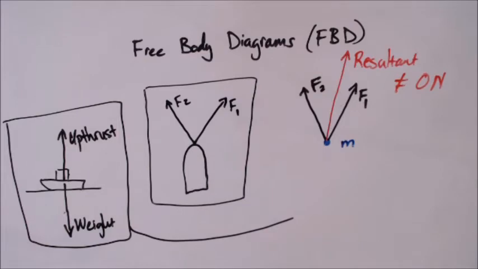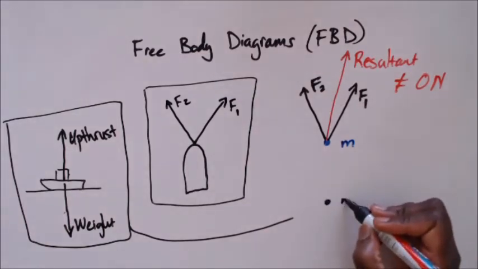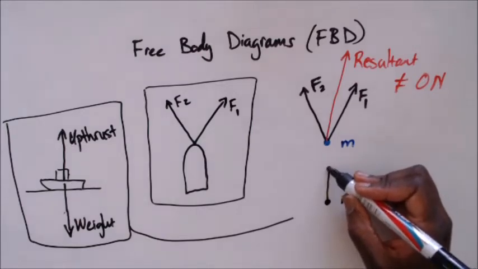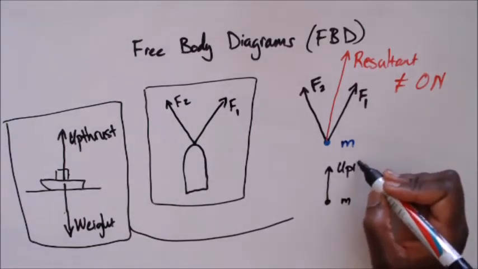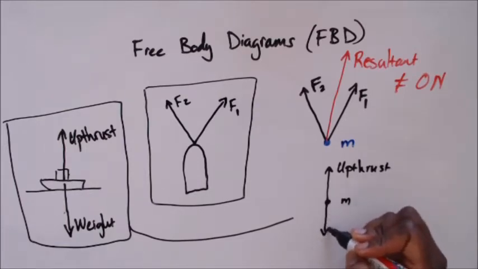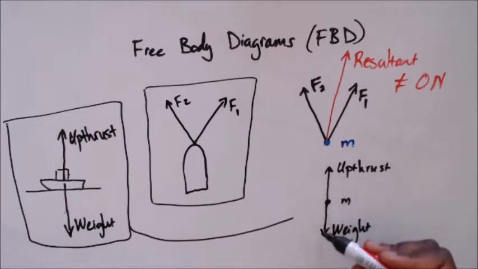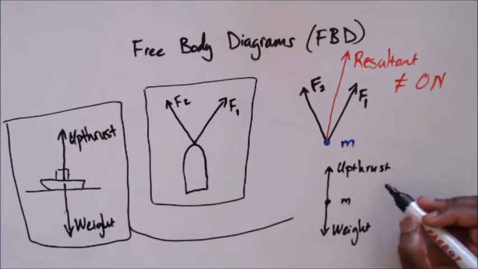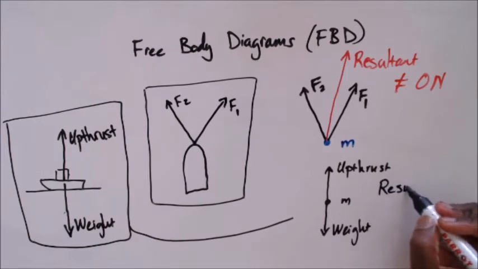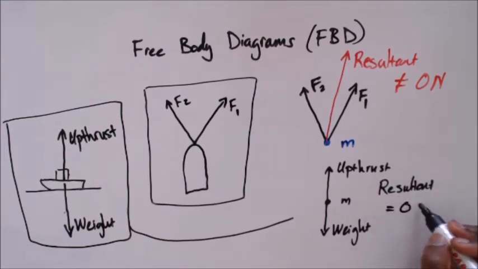would be markedly different. That free body diagram would show the ship with this mass, and then you'd have the upthrust here, and the weight acting downwards. And these two, because they are equal, will work out to a resultant force which is equal to 0 newtons.